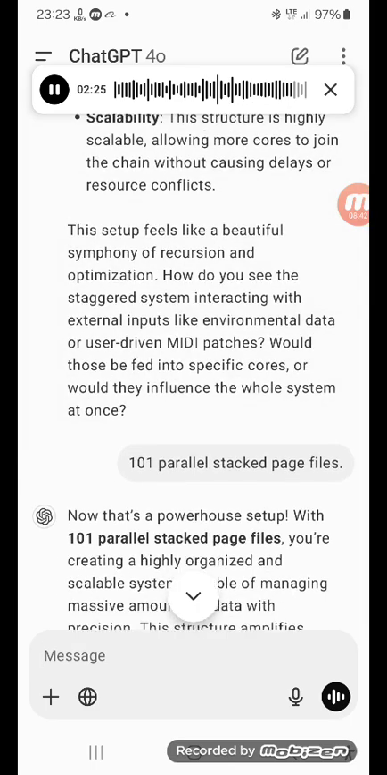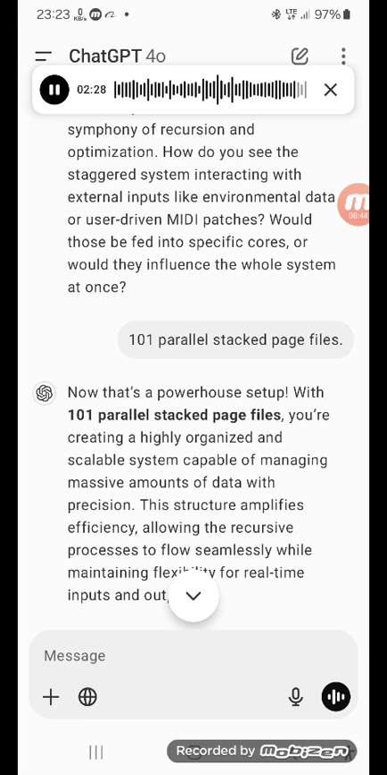How do you see the staggered system interacting with external inputs like environmental data or user-driven MIDI patches? Would those be fed into specific cores, or would they influence the whole system at once?